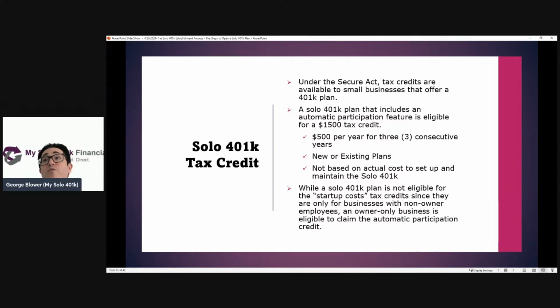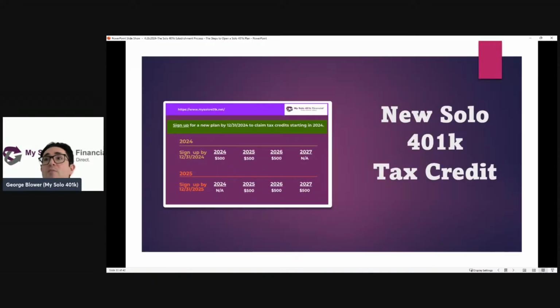So this credit is a $1,500 tax credit. It's $500 per year over 3 consecutive years for a total of $1,500. It'll be available to both new plans that are set up to include the automatic participation feature, as well as existing plans that are upgraded to our plan to include the automatic participation feature. It's not based on the actual cost to set up and maintain the solo 401k. So that means that even though our costs are much less, right, than $1,500, the individual will be able to claim the full $1,500 in credits.